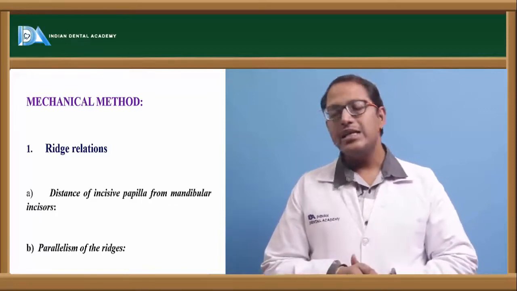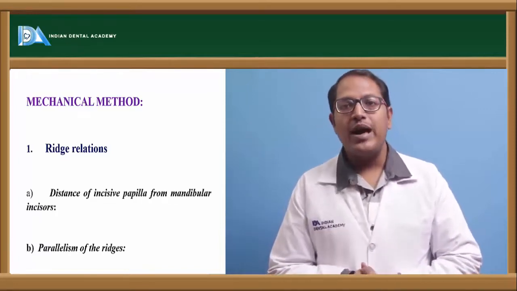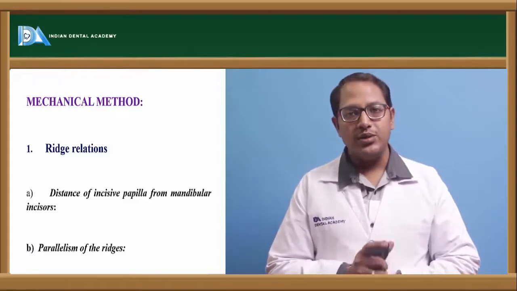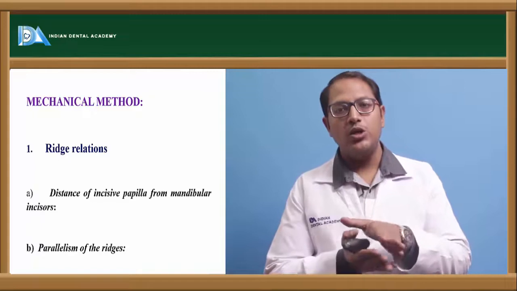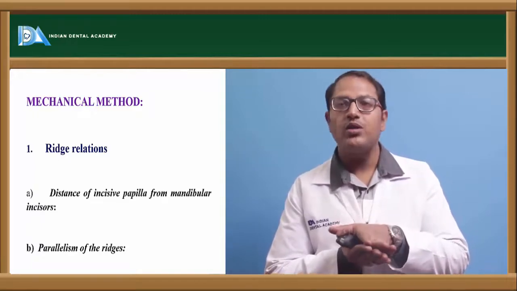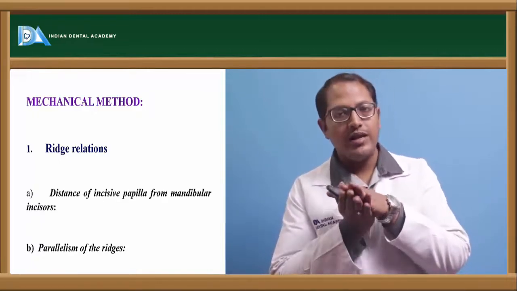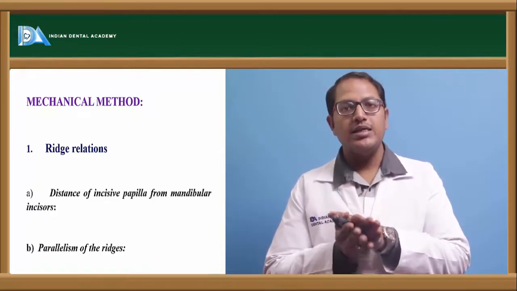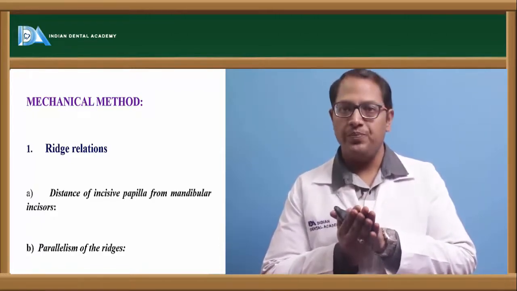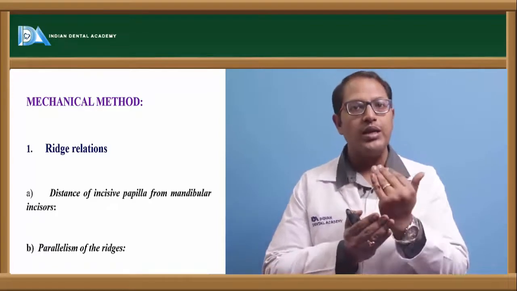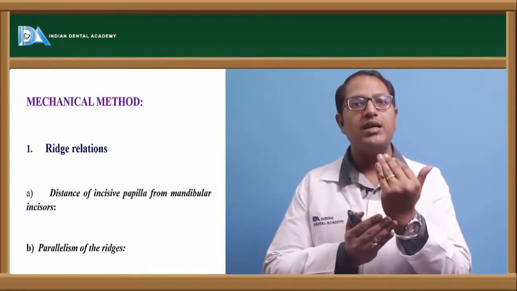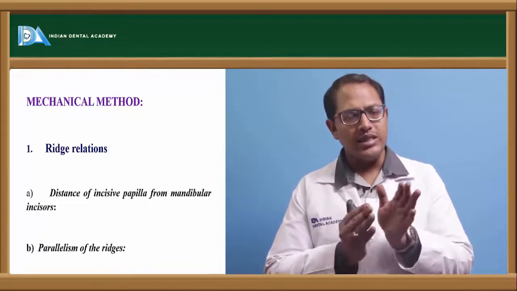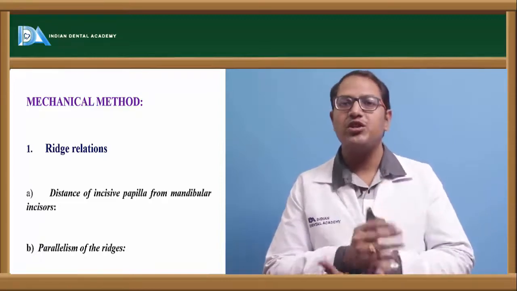Coming to the parallelism of the ridge. Ridge parallelism is also of utmost importance. We know that if the ridges are not parallel, both wax rims will not occlude with each other in one plane. Also, even if it is occluding, there is something called Christensen's phenomenon. That is, when we are protruding our mandible and keeping an edge-to-edge relation, in a skeletal class 1 there will be a posterior separation of 5 degrees.